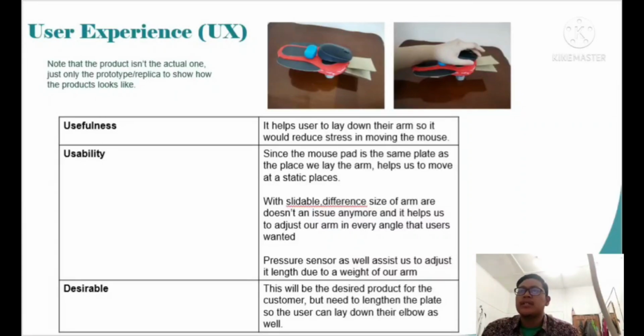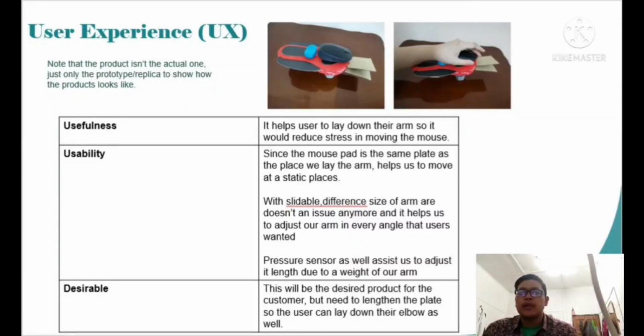The last one is a pressure sensor as well, which assists us to adjust its length due to the weight of our arm. So how heavy you are, how light you are, the pressure sensor will adjust the angle or the length of the mousepad, so it will be comfortable for us to use. The third one is desirable. Based on the previous aspects, the desirable aspect we are going to focus on is whether the product is desirable, and we're going to say yes, but it needs to lengthen the plate so the user can lay down their elbows as well.